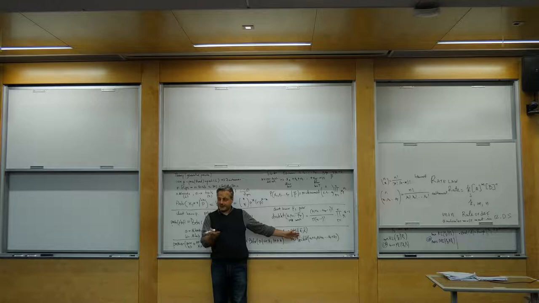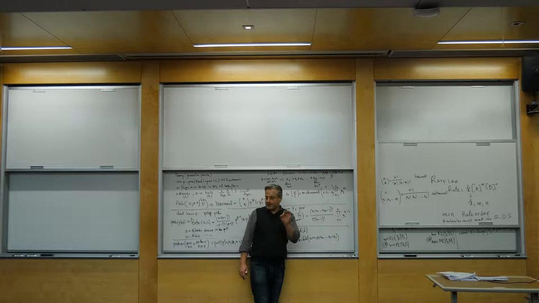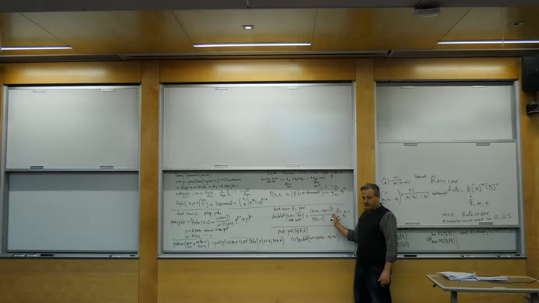I plug in this formula with the updated count, so it's not just a1, it's a1 plus x1. That will be the probability of a particular p. It's a distribution because I can plug in any vector p, and it will tell me, for that vector p, what's the chance of getting these observations.